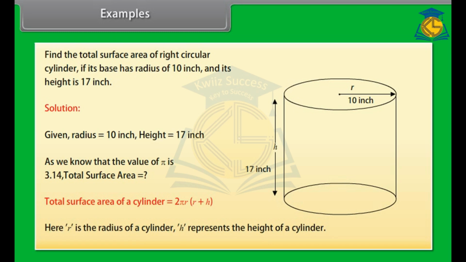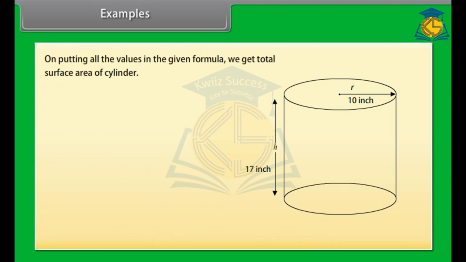Here r is the radius of a cylinder and h represents the height of a cylinder. On putting all the values in the given formula, we get total surface area of the cylinder. So, the total surface area of a cylinder is equal to 2 pi r into (r plus h).